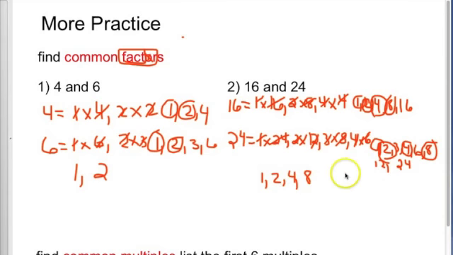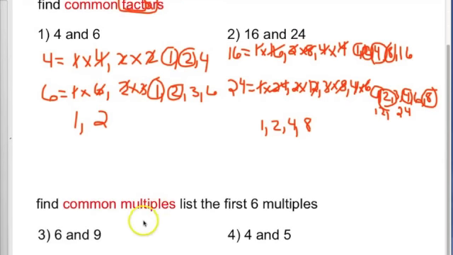That 24 was a little bit tricky. You got to know your multiplication facts. Those multiplication facts come in handy when we're trying to find common factors. So you need to keep practicing those if you miss some of the factors for 24.